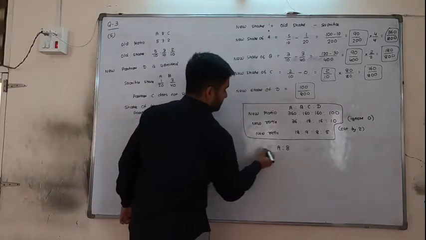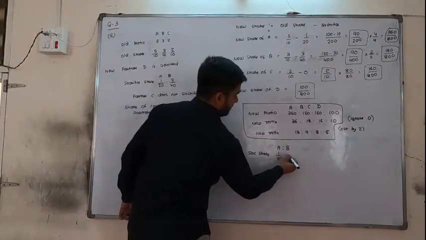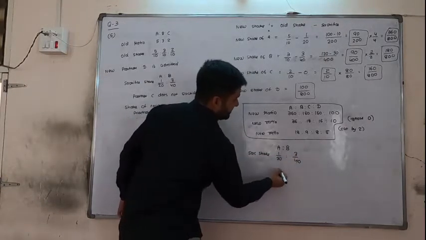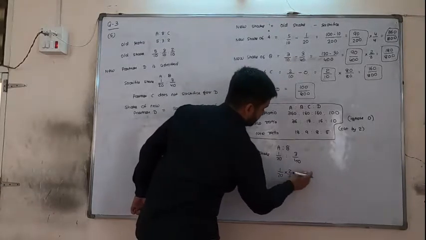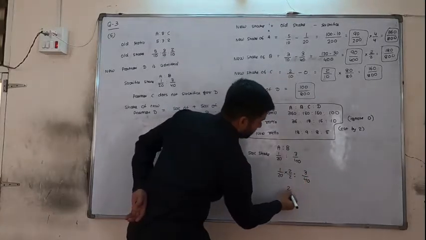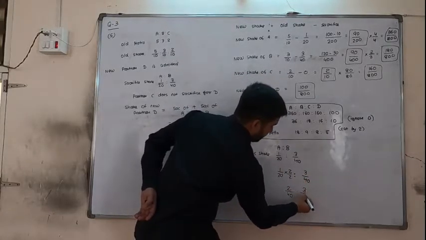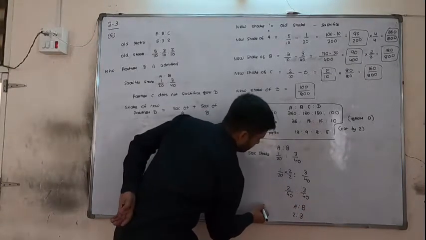Still A is to B. Sacrifice share 1 by 20, 3 by 40. Now in this case you have to make the denominators equal by multiplying. 3 by 40, let it be. So 2 by 40, 3 by 40. So between A is to B, the sacrifice ratio is 2 is to 3.